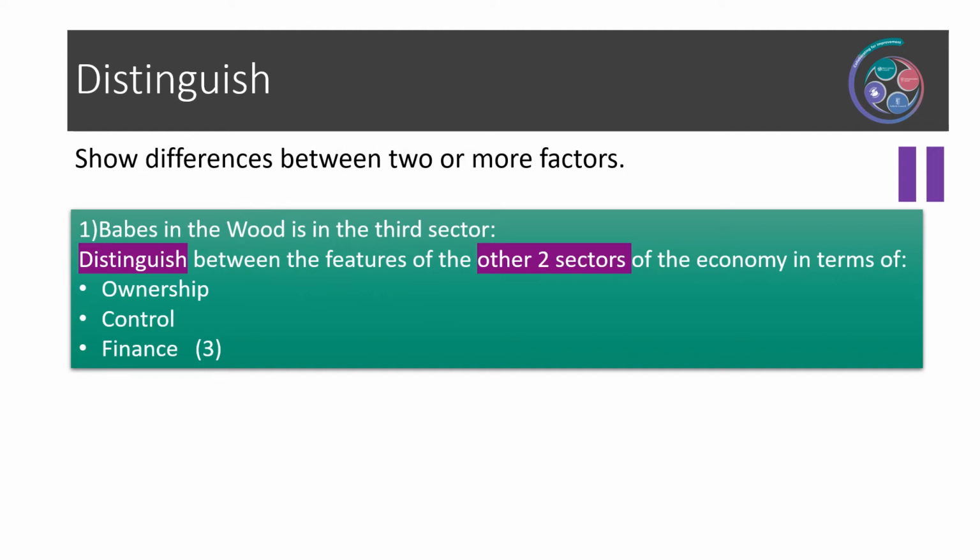Babes in the Woods is in the third sector. So that was already from a case study. Distinguish between the features of two other sectors of the economy in terms of ownership, control, and finance. So again, distinguish questions might take that little bit longer because technically you're having to have 6 pieces of information. So take approximately 5 minutes to complete this.